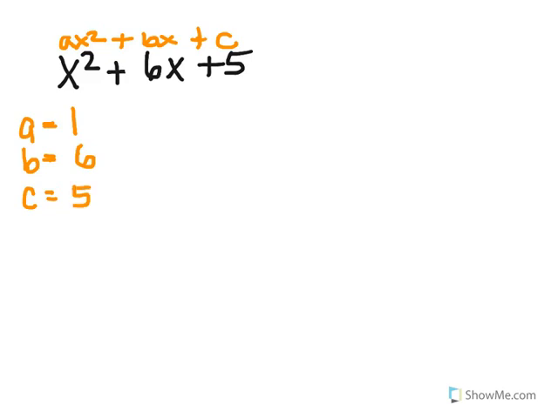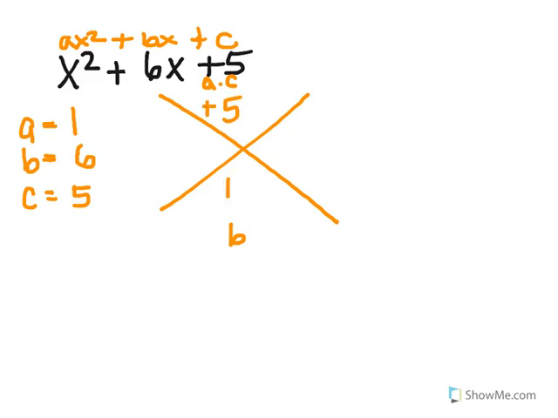Now here's how we're going to use our product and sum idea. I call this doing an x factor. Up at the top, I'm going to write a times b. Oh, excuse me, I tell a lie. A times c. And on the bottom, I'm going to put b. So a times c is 1 times 5, which is positive 5.